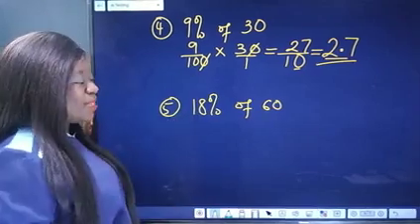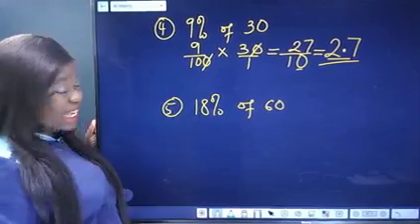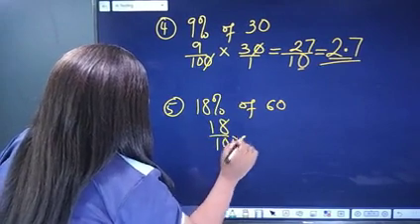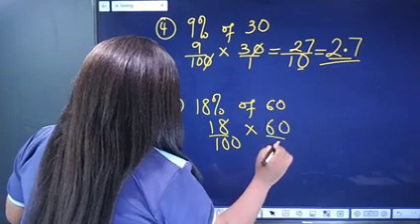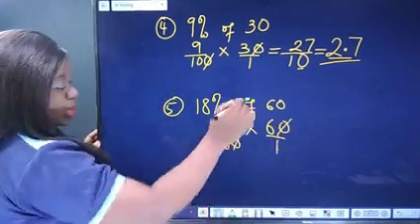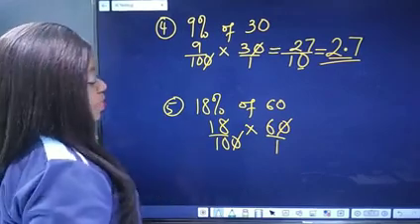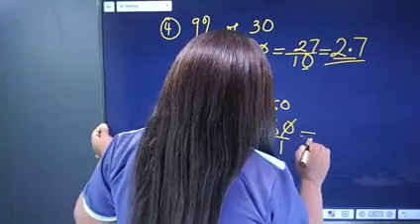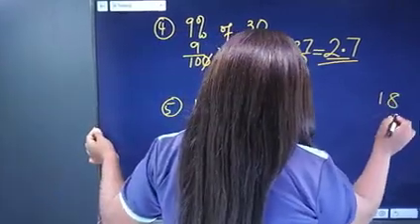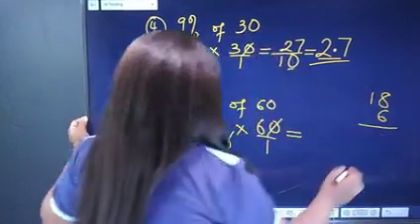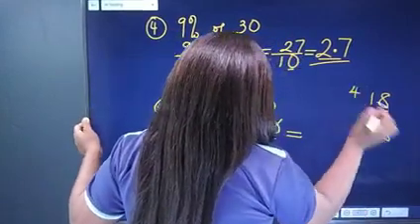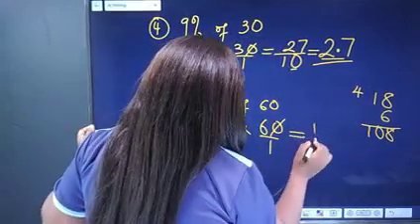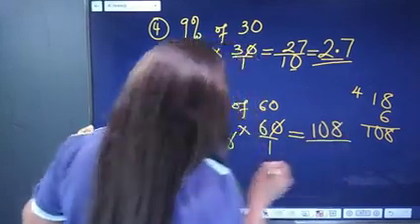Now the next one is 18% of 60. What is 18% of 60? That will be 18 over 100 times 60 over 1. So you strike out 10 in the numerator and 10 in the denominator. So you have 18 times 6. What is 18 times 6? Let's use our space to calculate. 6 times 8 is 48. You write 8 and carry 4. 6 times 1 is 6 plus 4 is 10. So that's 108, right? So you have 108 divided by 10.